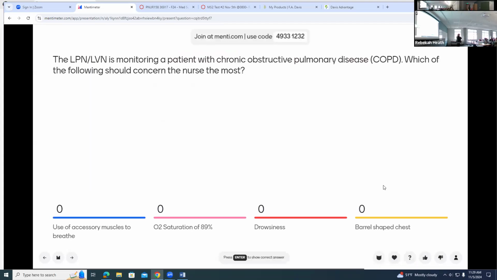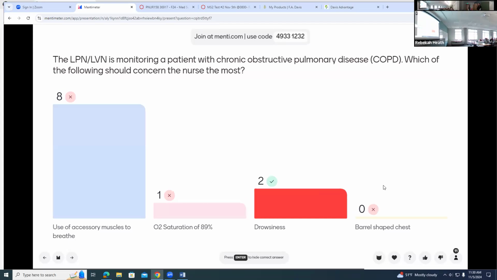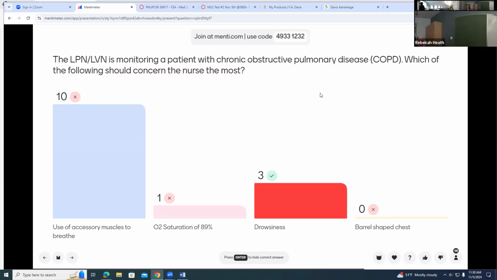So if we're monitoring a patient who has COPD, which of the following concerns us the most? Is it using accessory muscles, O2 sat of 89, drowsiness, or a barrel-shaped chest? Drowsiness. All right, I like that we had some interesting responses here. So let's talk about it.